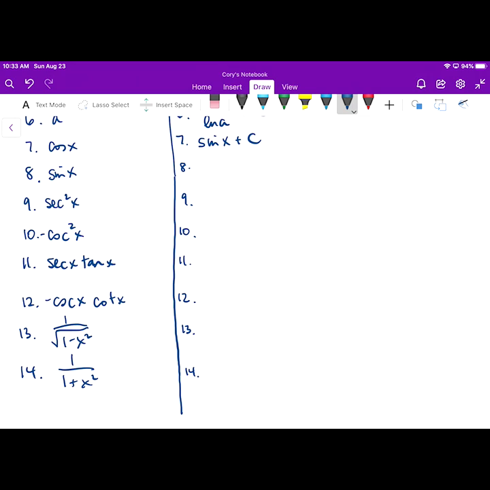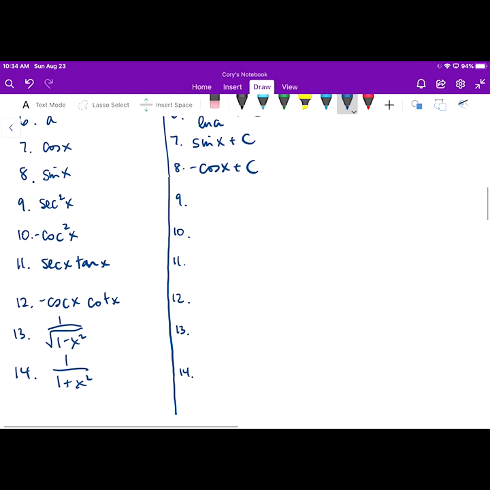Okay, so let's check and see how we did here. So the antiderivative of sine, again, we want to think to ourselves, the derivative of what function gives us sine. Well, that's going to be negative cosine. So the antiderivative of sine is negative cosine of x plus c, where c is a constant. If we want the antiderivative of secant squared, again, we want to think to ourselves, the derivative of what function gives us secant squared, and that's tangent. So the antiderivative of secant squared is the tangent of x plus c.